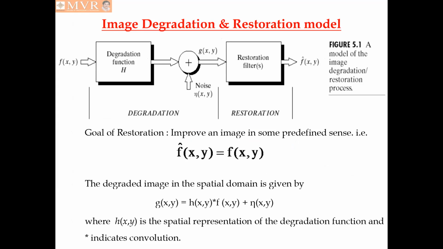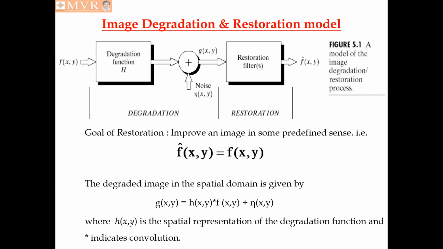Most of the times we are getting a question from this block diagram. So please try to remember: the input image is f of x comma y. After that we have a degradation function capital H, and then we have noise, and after adding the noise we get a degraded image g of x comma y. The degraded image g of x comma y can be applied to the restoration filter.